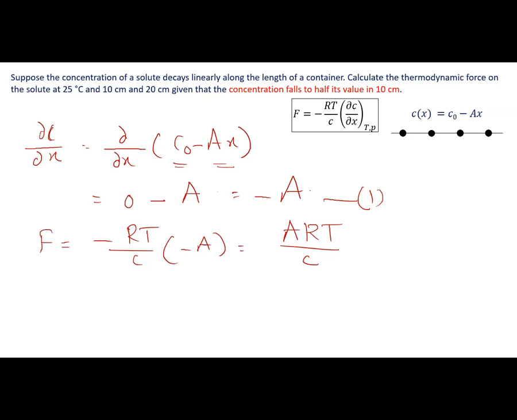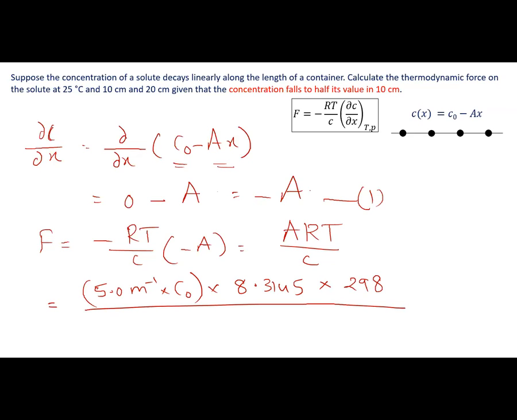So we know pretty much all of these values. So let's try to substitute the numbers. A is 5.0 per meter times C naught. Gas constant is 8.3145 joule per Kelvin per mole, and temperature is 298 Kelvin. The whole thing divided by C. Again, I'm trying to write it in terms of the linear gradient, C naught minus Ax. Well, I can rewrite A as again 5.0 per meter times C naught times x. Again, let's try to solve this a little more.